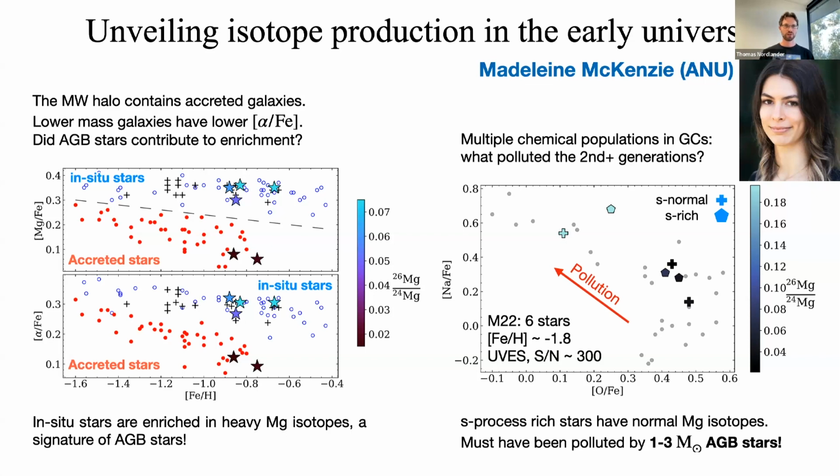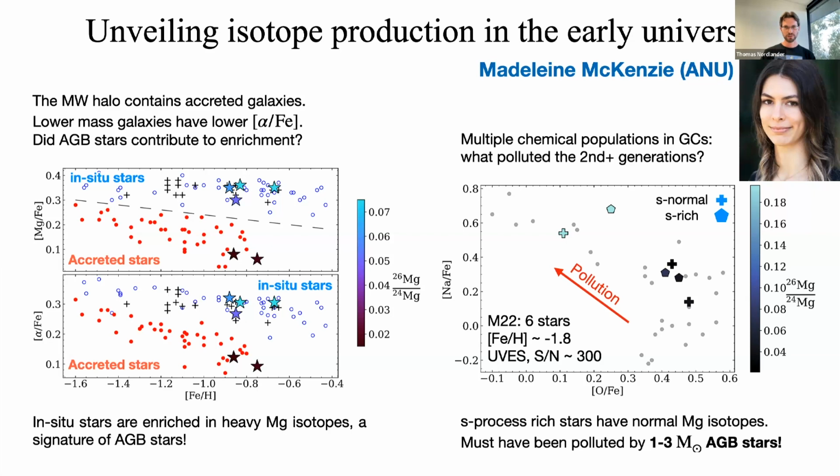So the in situ stars are high in magnesium, high in alpha elements. And Maddie went out to measure magnesium isotopes and found that they're also rich in heavy isotopes. These are created in AGB stars, showing that the in situ stars are enriched by AGB stars, the accreted stars are not. And this tells you something about the timescale of chemical evolution in these systems.